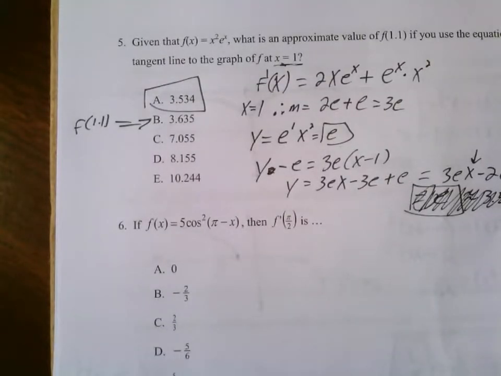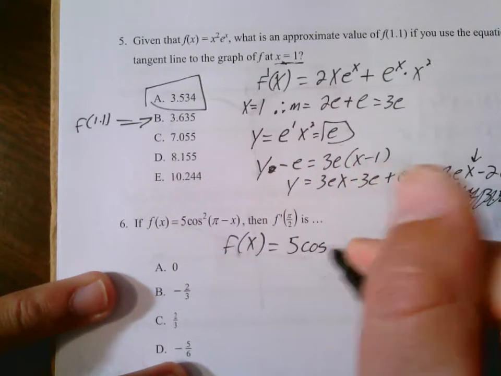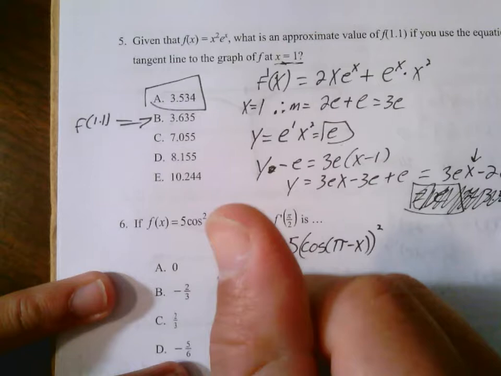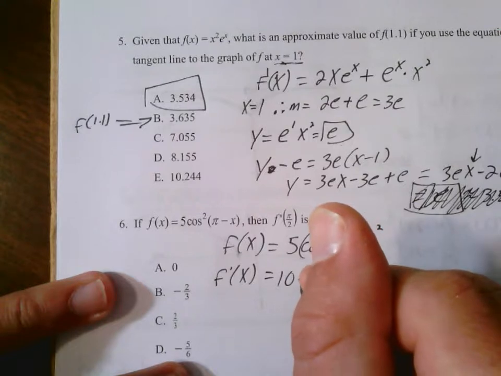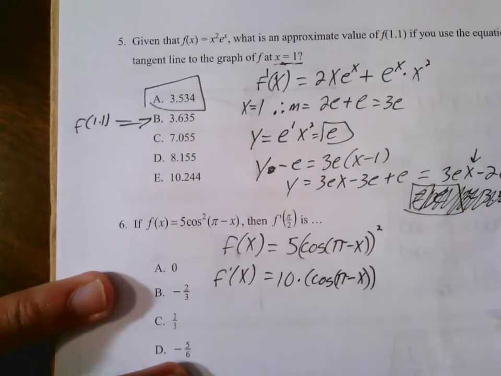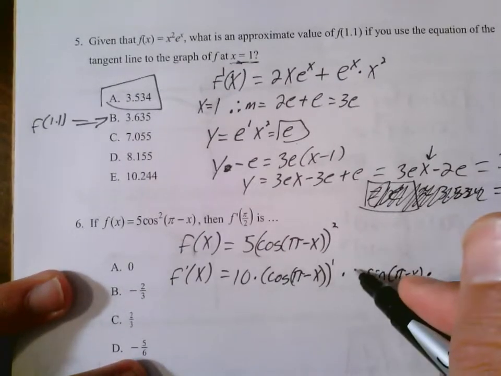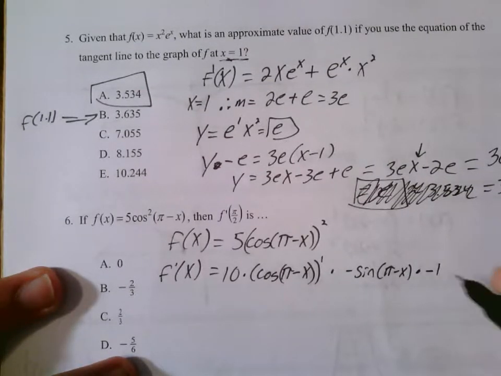Alright, so it looks like we got some chain rule here. F of x is 5 cosine squared. 2 times 5 is 10 out front, times cosine to the first, times the derivative of cosine, which is negative sine, times, this is all multiplied now, don't forget, times the derivative of the inside, which is negative 1.